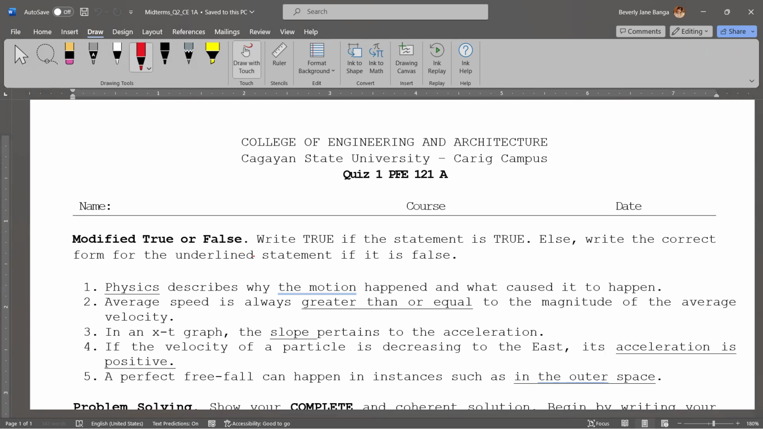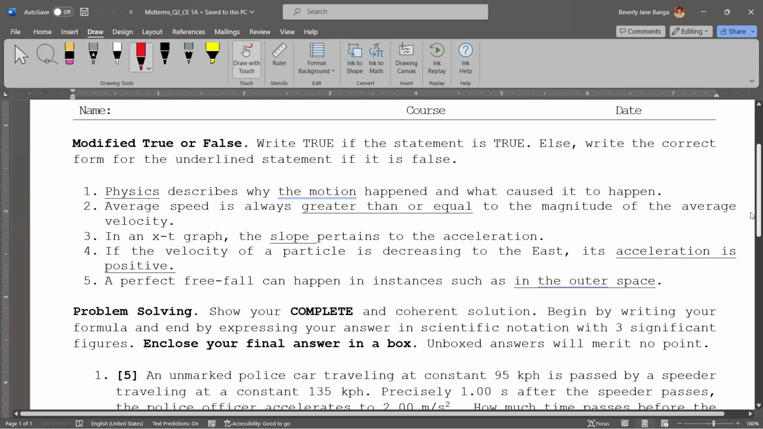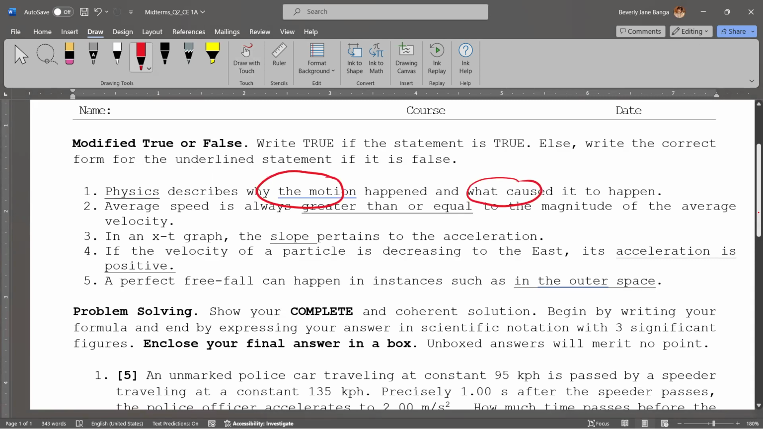So, for modified true or false, set A, physics describes why the motion happened and what caused it to happen. So, yung key idea natin dito, class, or yung keyword natin is why the motion happened and what caused it to happen. So, bakit nangyari yung motion? It's because of force. What caused the motion to happen? Because of force. So, this one is dynamics. Next, average speed is always greater than or equal to the magnitude of average velocity.